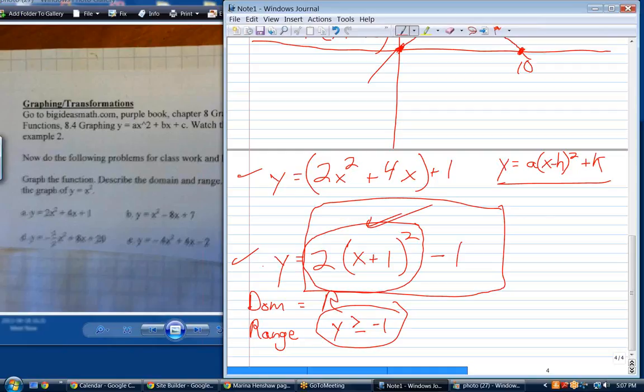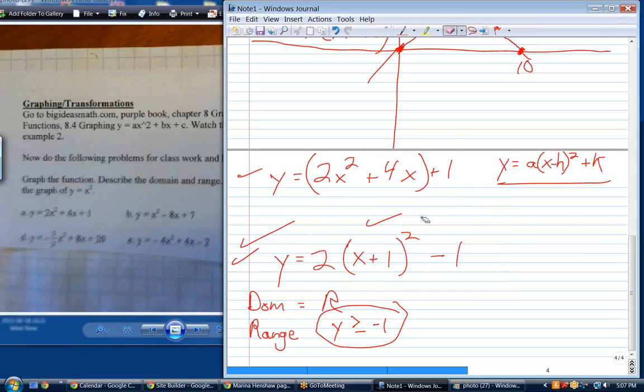But if they gave you the formula and asked you domain and range, it might be easier to figure it out than to try to graph it and figure it out. So it's worth knowing how to do that. All right, let's look at another one.